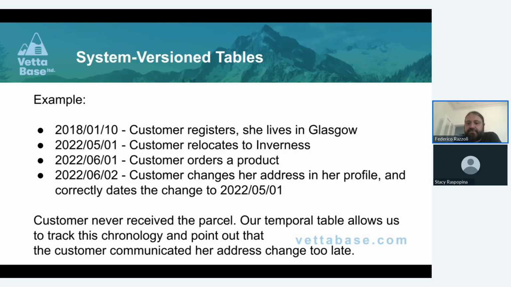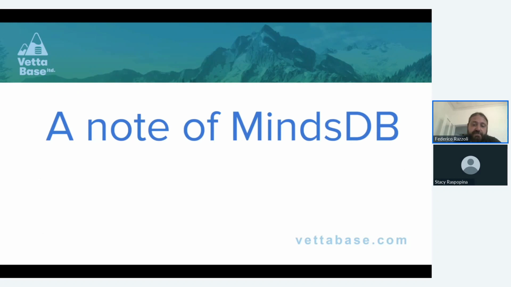The day after, she remembers her mistake and she changes her profile on our website. And she actually registers the correct change date, okay? So she actually relocated in May, and we know that. The customer never received the parcel. So our temporal table allows us to track all this and point out that the customer didn't communicate her address change to us. Well, she did, but it was too late.